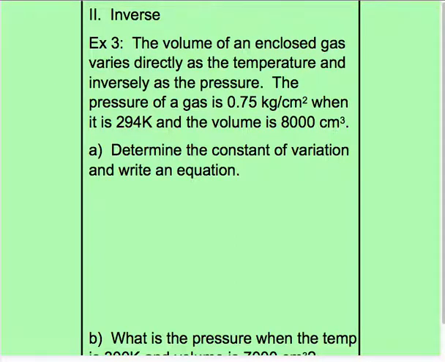Next, we're going to take a look at inverse variation, and then we'll look at joint variation. So this example is the relationship between the volume of a gas and its temperature and pressure.